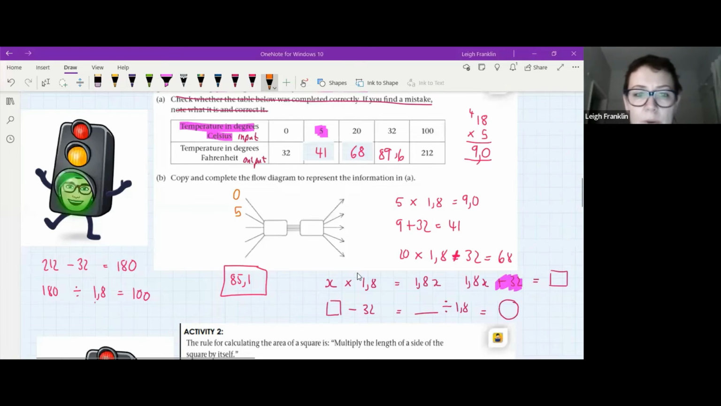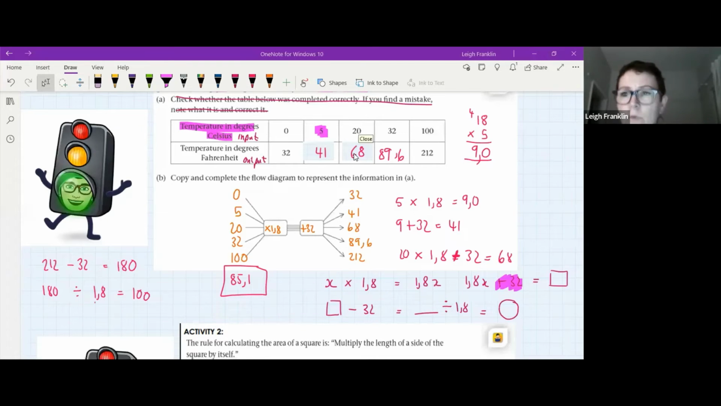All right, so here we would have had 0, 5, 20, 32, and 100 that went in. Our rule was times by 1.8, and then add 32, and then here we would have had 32, 41, 68, as Buhle said, 89.6, and then the last one, 212. Okay, did you manage with that? Was that correct? Were there any problems?